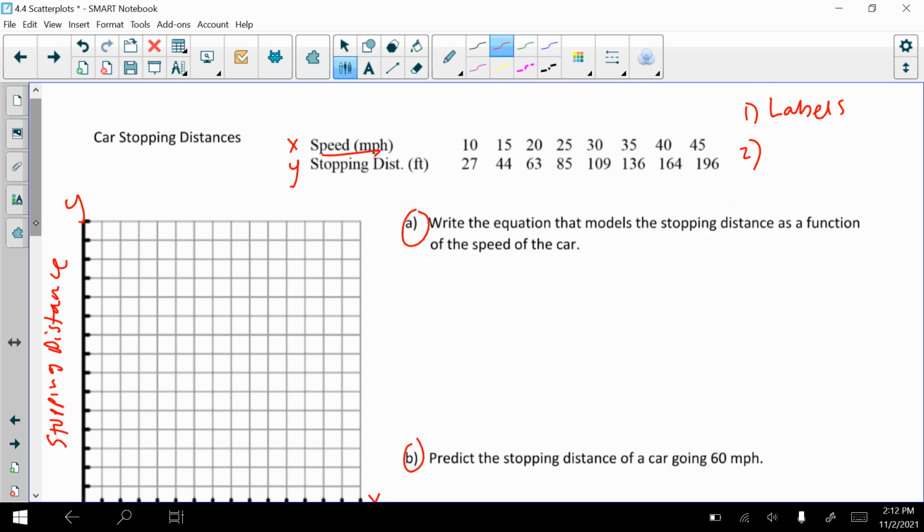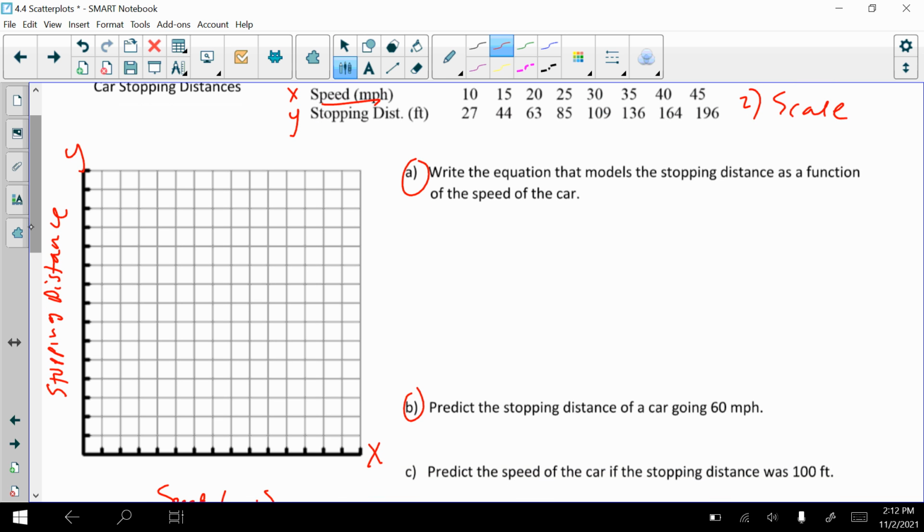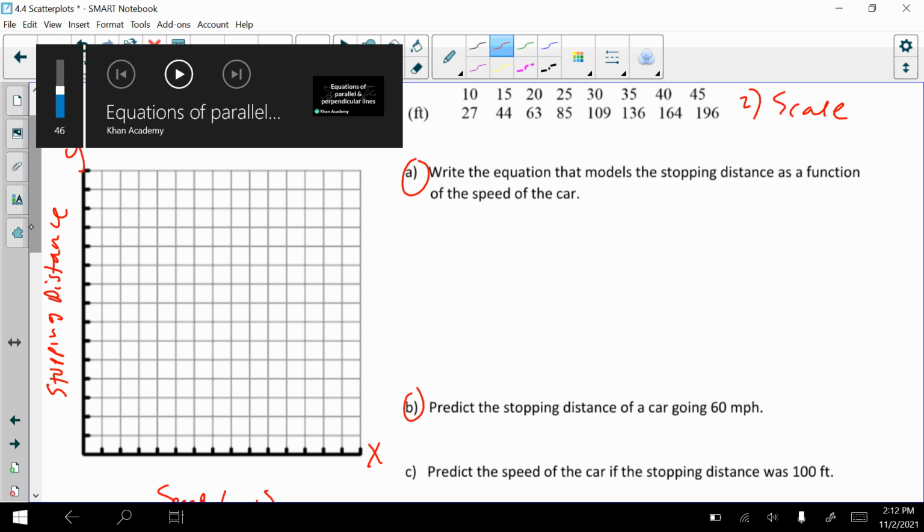That's my first part. I need labels. Now I need the data points. In order to do the data points, I need to have a scale on each axis. I need to have a scale on the X-axis. I need to have a scale on the Y-axis. By scale, I just mean how are you gonna write your numbers? That's pretty much all I'm talking about.